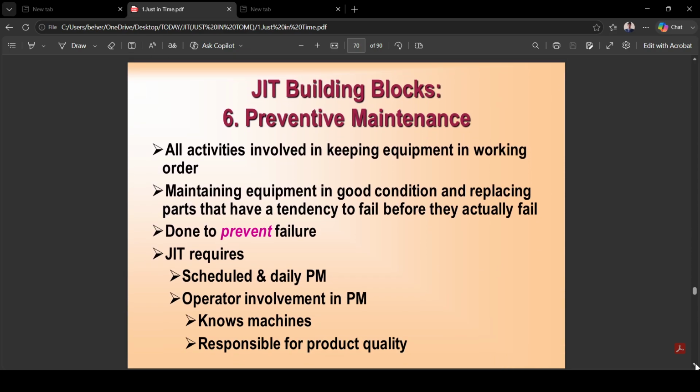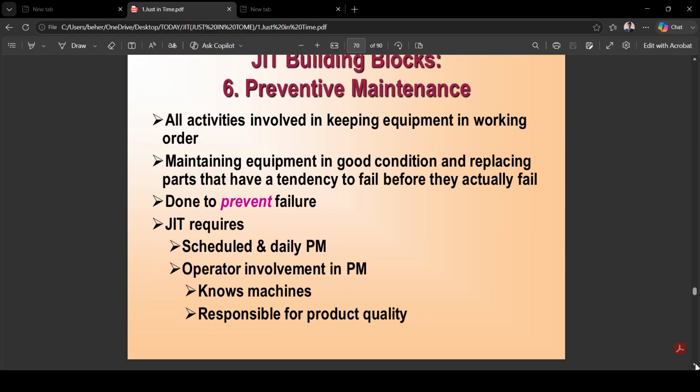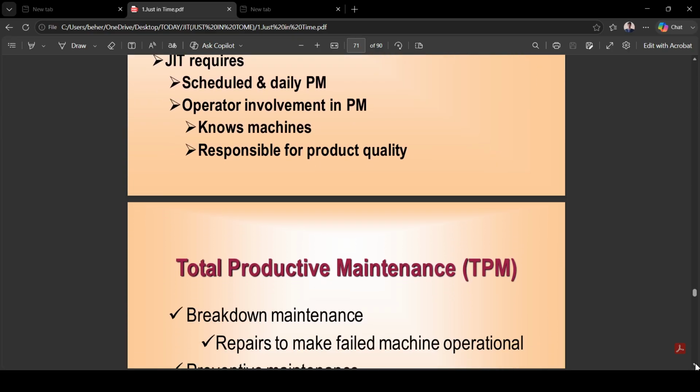JIT building blocks. Preventive maintenance: all activity involving keeping equipment in working order, maintaining equipment in good condition and replacing parts that have a tendency to fail before they actually fail, in order to prevent failure. JIT requires scheduling and training. In a PM operating environment, operators know the machines responsible for product quality.